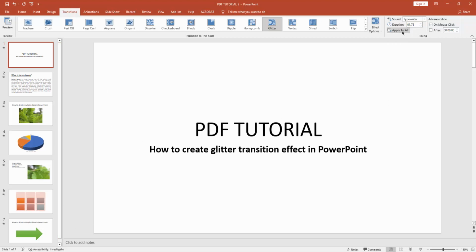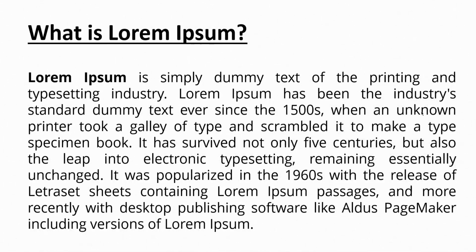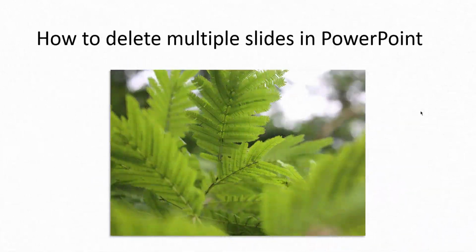Click Apply to All. Now we can check how it works. Click this Start from Beginning icon. Now you can see we created glitter transition effect in PowerPoint very easily.